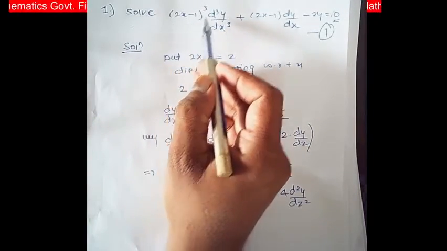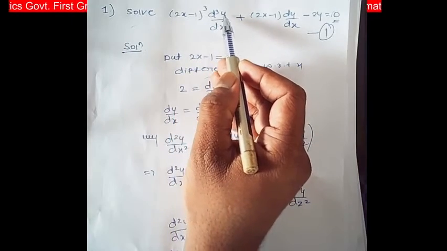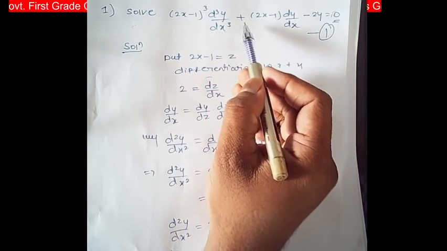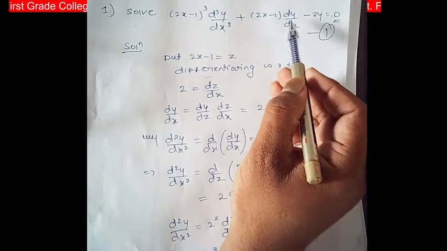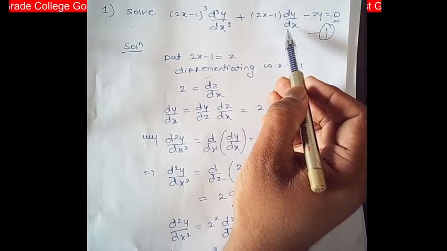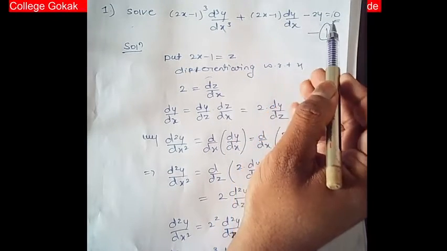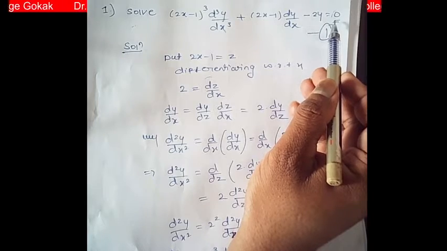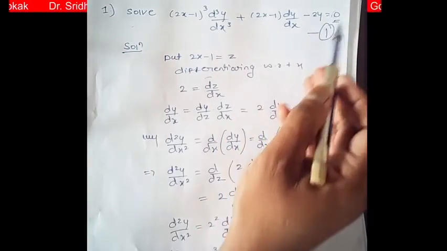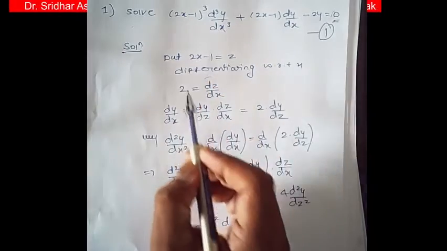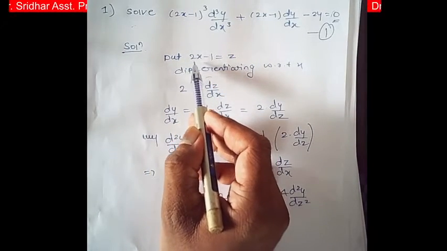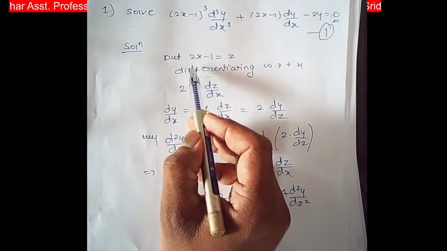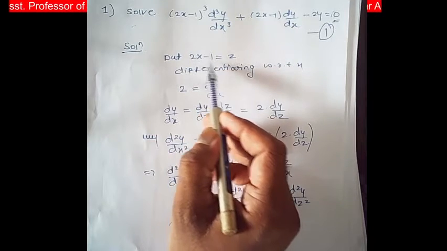Solve (2x minus 1) whole cube d cube y by dx cube plus (2x minus 1) dy by dx minus 2y equal to 0. Okay, so this is the problem. Now in this case what we do, we make the substitution 2x minus 1 equal to z.